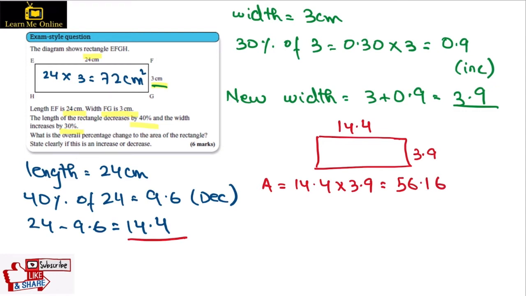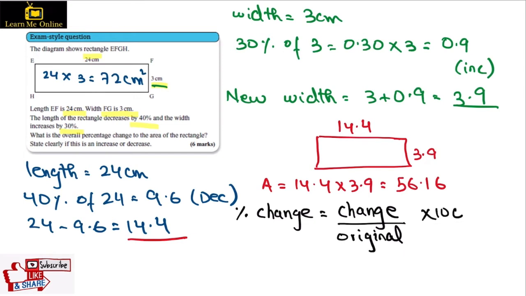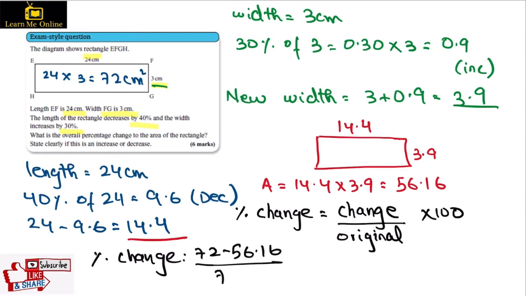56.16. Okay. Now this says, what is the overall percentage change of the area of the rectangle. Now we are finding out the percentage change. The formula to find the percentage change is the change divided by the original, and you multiply by 100 because you're finding the percentage. Change means the difference between them. So you take away the amounts, which is 72 and 56.16, divide by the original, which is 72, and multiply by 100. When you do the whole thing, you're going to come out with 22%.